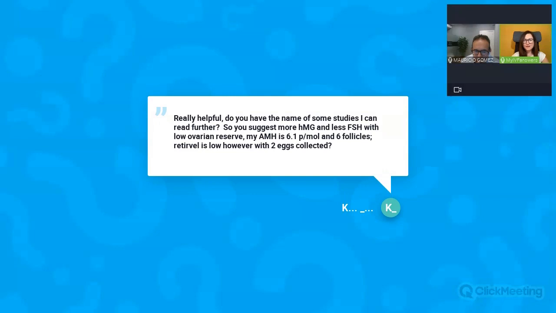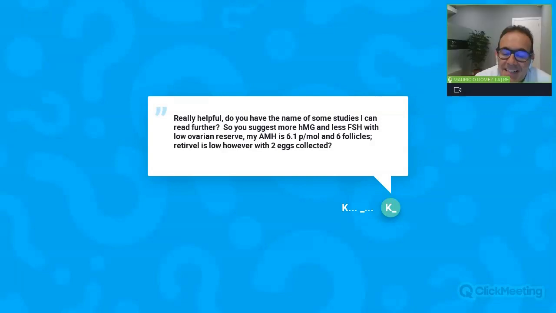Really helpful. Do you have the name of some studies I can read further? So you suggest more HMG and less FSH with low ovarian reserve. My AMH is 6.1 pmol and 6 follicles. Retrieval is low, however, with 2 collected. Related with the name of some studies, obviously I have them, but not now. That's why I can share them with her, obviously.